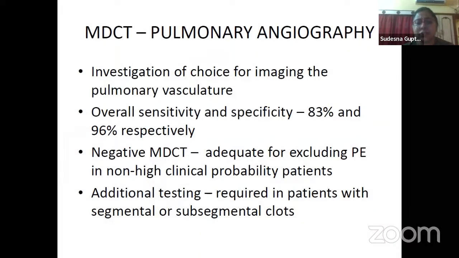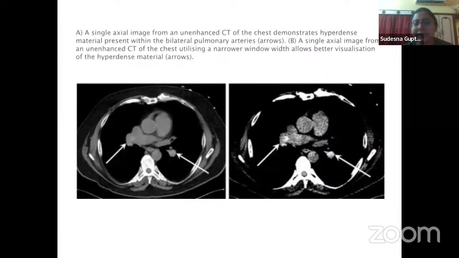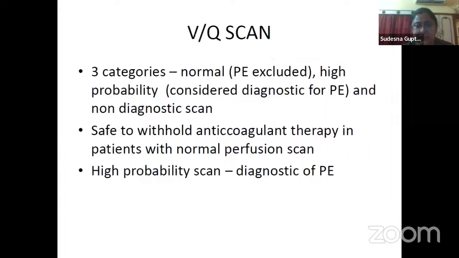MDCT or pulmonary angio is nowadays the investigation of choice. It has an overall sensitivity and specificity as high as 83% and 96%. Thus, a negative MDCT is adequate for excluding PE in non-high clinical probability. But there is a twist. If the patient has segmental or subsegmental clots, additional testing may be required. Like I can see in these CT images, the embolus can be easily visualized.